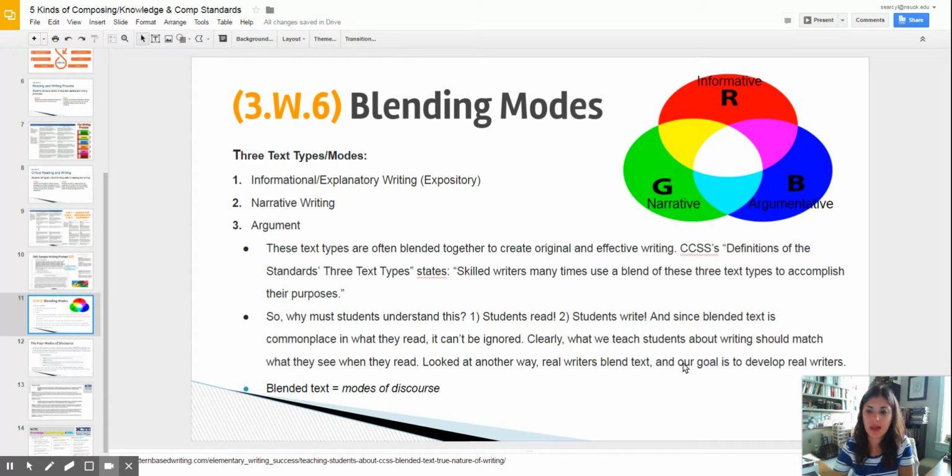And we need to make sure that we are developing real-world writers. And if you look at a lot of the real-world writing that is put out there, a lot of it has narrative elements embedded into the argument. So by blending the text, we are blending the modes of discourse.